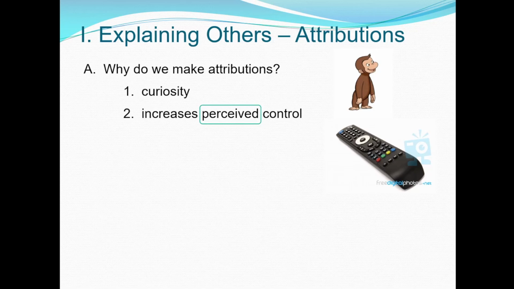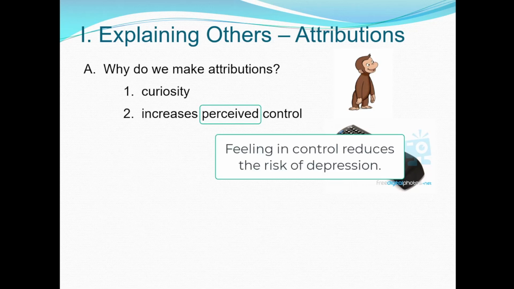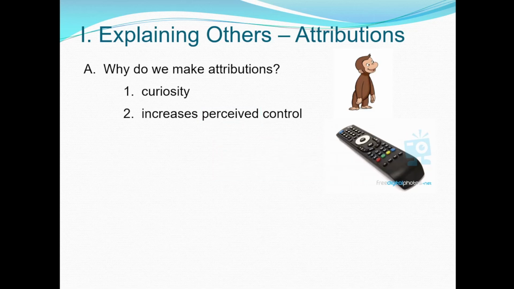Feeling in control reduces the risk of depression. Just like all those self-serving biases in Chapter 2 reduce the risk of depression, making attributions in general increases perceived control, and increasing perceived control makes us feel more mentally healthy. It's reducing the risk of depression. In other words, people who don't feel any control over the bad things that happen in life, people who don't feel that control, they're more likely to get depressed.